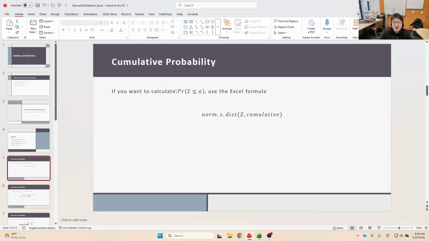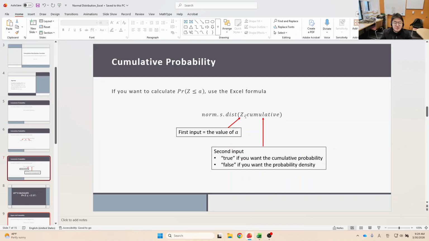So we are interested in calculating probability Z smaller than a, and of course a is a number, right? Then you are going to use the Excel formula of this form, right? NORM.S.DIST is the formula, and you need two inputs, right? So of course NORM means normal, S means standard, DIST means distribution, right? This is how the formula is named. And then there are two inputs you need to enter, right? For the first input, you have to include the value of a, right?